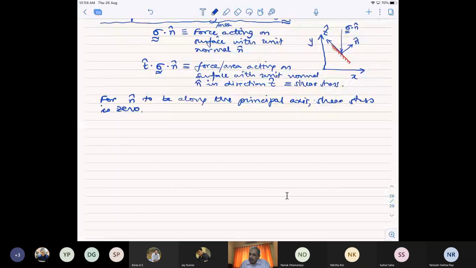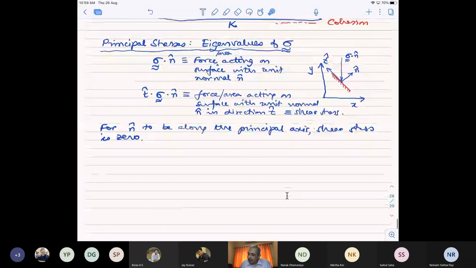The shear stress is 0. Okay, now someone has to tell me. Now if this is 0, then what does this mean? That means that the component of this vector in the direction t is 0. So how should I draw this?